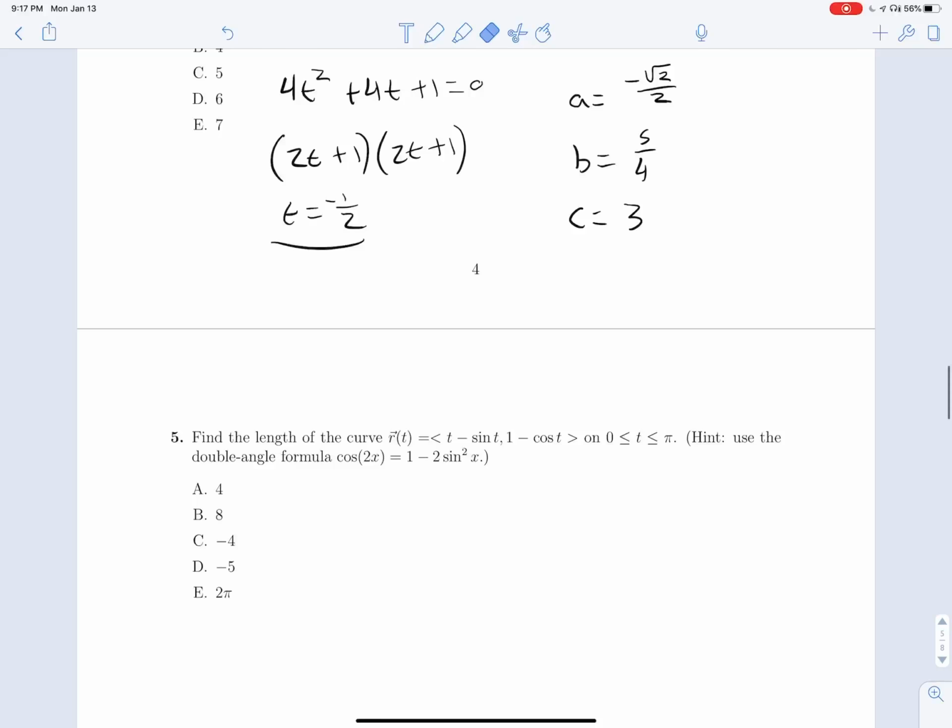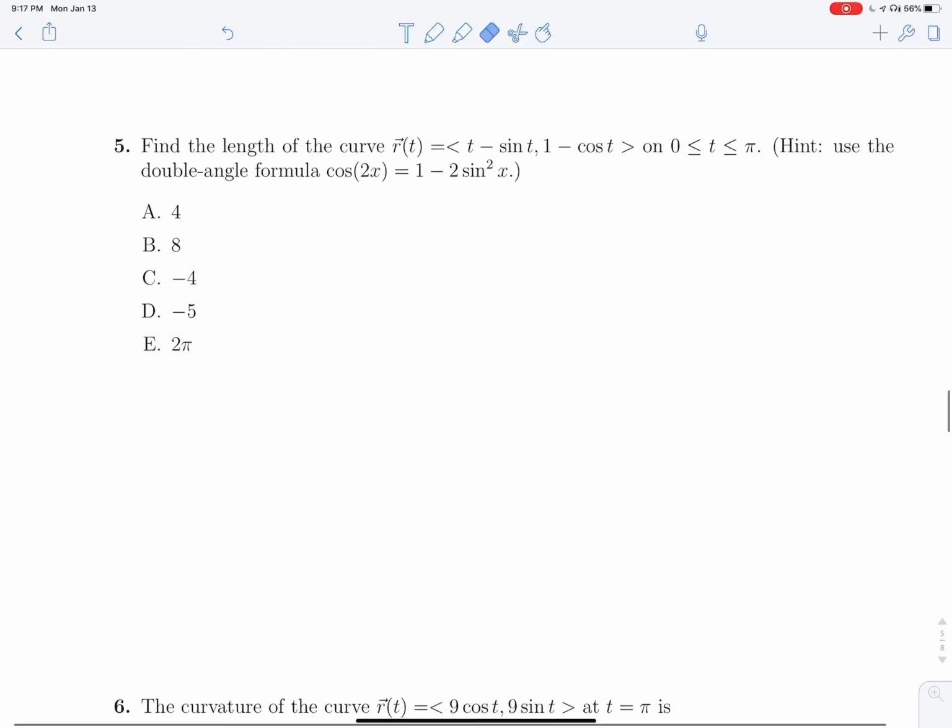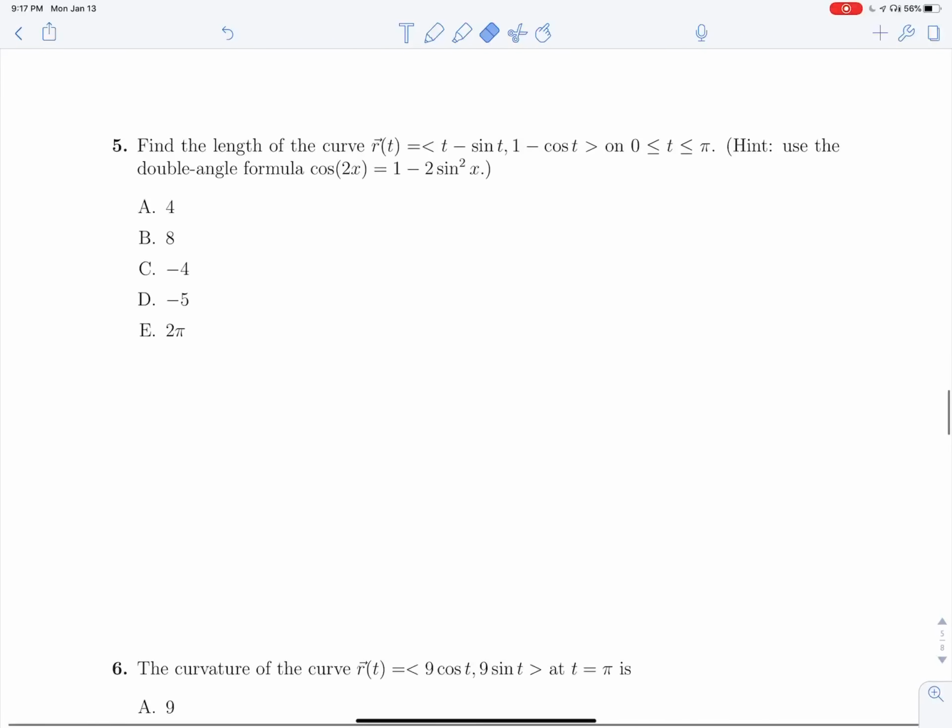Thank God. Let's find the length of the curve r of t given t between 0 and pi, and we're told to use this double angle formula. And if I remember correctly, the double angle formula comes in a very weird way. So let's see if I can remember how this goes.